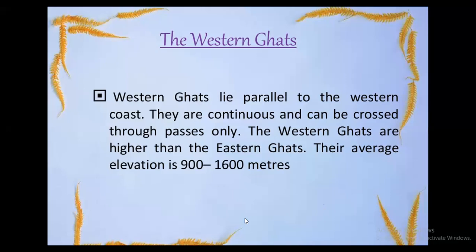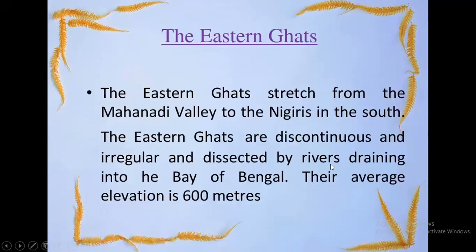The Western Ghats, the small mountains and the ranges, can be crossed through passes only. And the Western Ghats are higher than the Eastern Ghats, and their average elevation is 900 to 1600 meters. So the Western Ghats are higher than the Eastern Ghats. Now, next one, the Eastern Ghats.